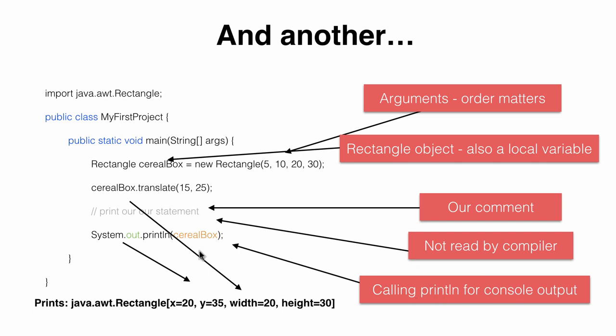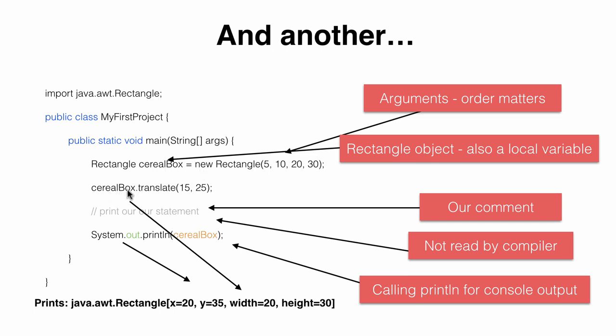Calling print line to print out this serial box. Serial box here, we make an object of serial box, new rectangle. We put in 5, 10, 20, 30. The order really does matter, these arguments that we're putting into the rectangle serial box object, so they do matter.